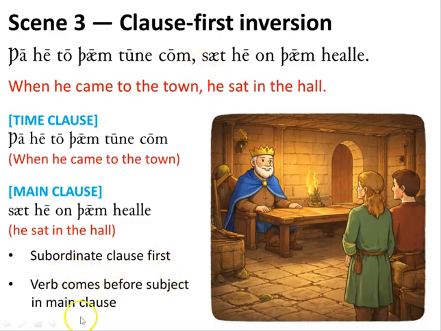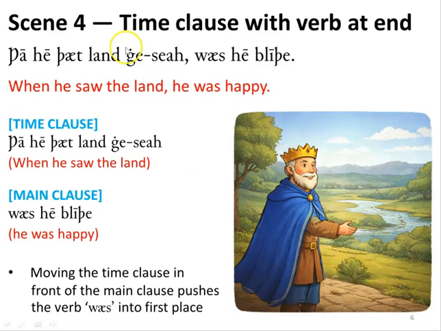So the subordinate clause first here, the verb comes before subject in the main clause. Just be aware of that. Now, it is not an absolute rule. Old English is more flexible than that. All right. Time clause with verb at the end. So, tha he that land gesaw, wæs he blithe. When he saw the land, he was happy.